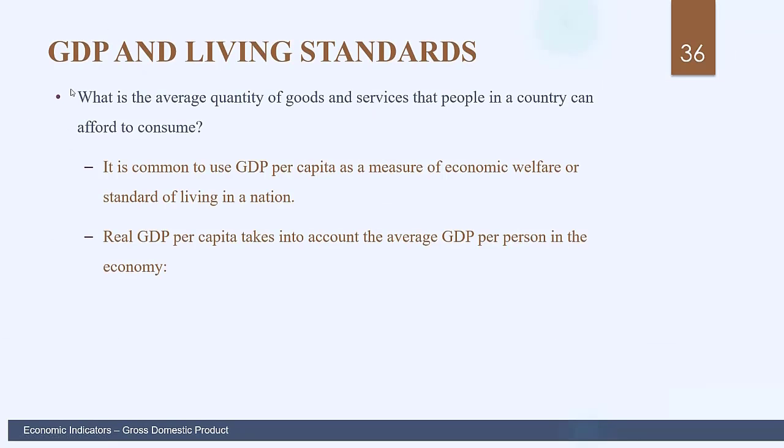Now, what does GDP say about living standards? Well, we can pose a question. What is the average quantity of goods and services that people in a country can afford to consume? So it's common to use GDP per capita as a measure of economic welfare or standard of living of a nation. Real GDP per capita is simply real GDP divided by the population in the economy. So it's taking into account the average gross domestic product per person.